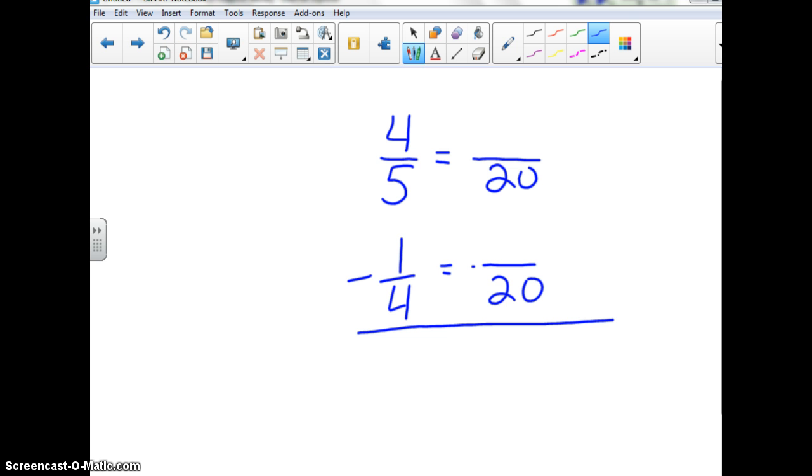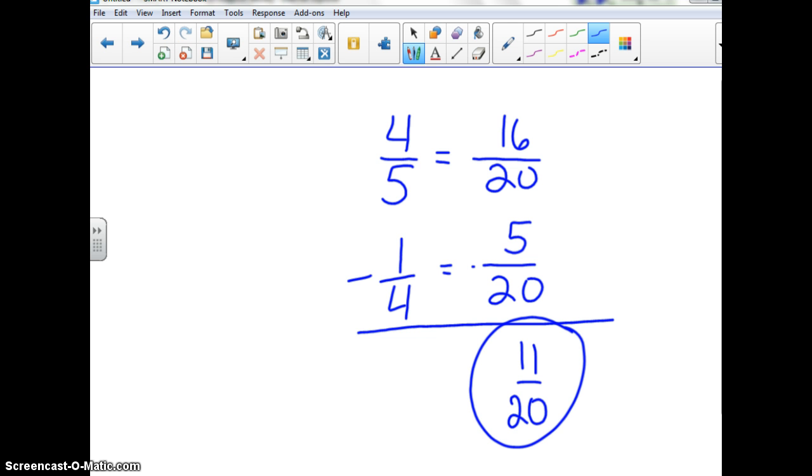Natasha, what did you turn the top fraction to? 16/20. The bottom fraction became 5/20. And when you subtracted, you got 11/20. Are we done? We are. 11's a prime number, and it won't go into 20, so we're done. Put your pointer finger in the air if you got that one right. Nice work.